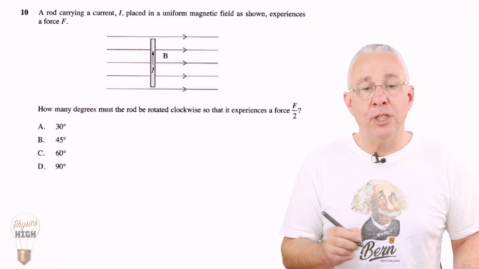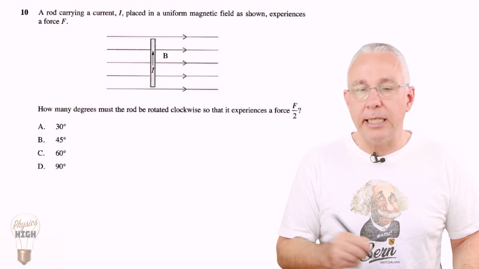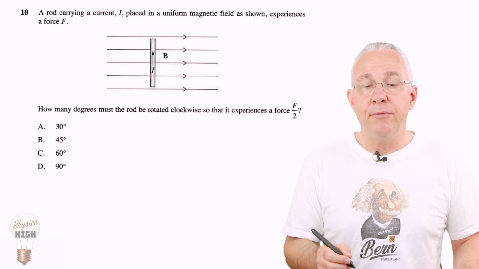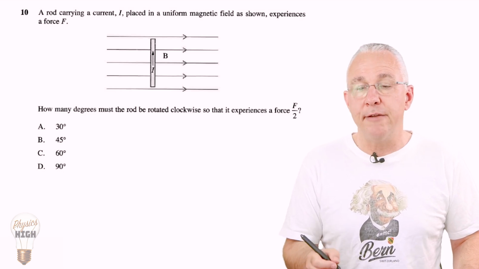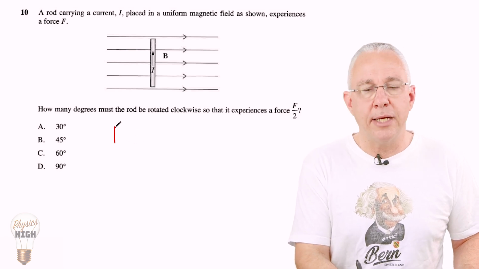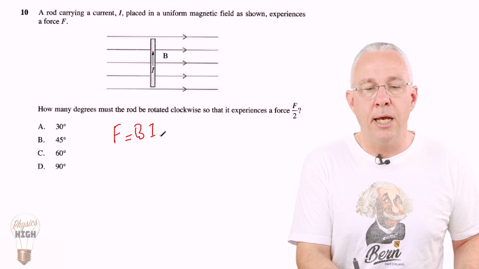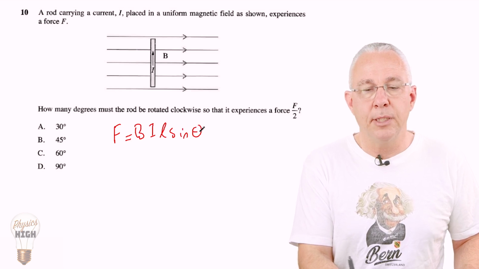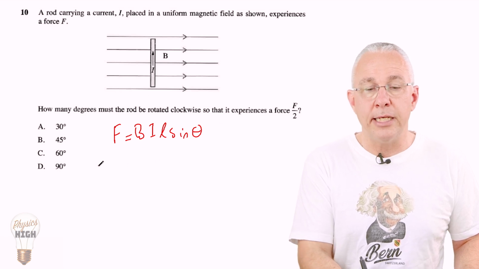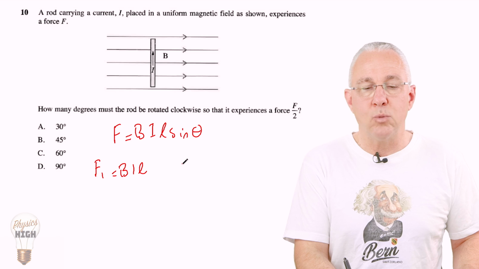Question 10. A rod is carrying a current, placed in a uniform magnetic field, and experiences a force. Now, how many degrees must the rod be rotated clockwise so that it experiences a force of F/2? To solve that, we just write our formula for the situation, which is F equals BIL sine theta. Our original situation, because it's 90 degrees, F1 is equal to simply BIL, because the sine of 90 is 1.